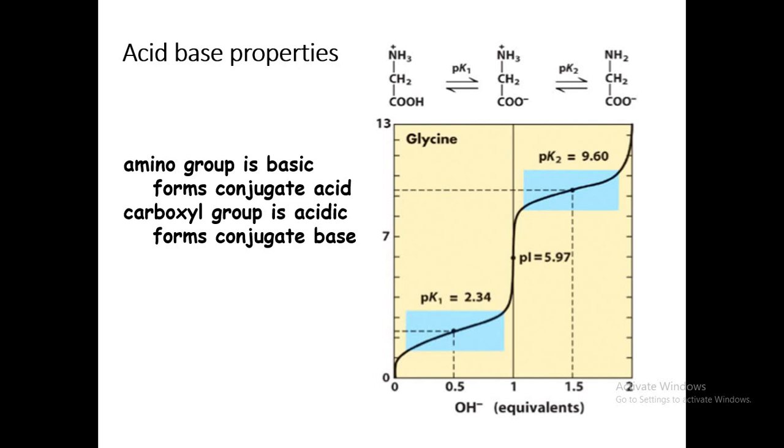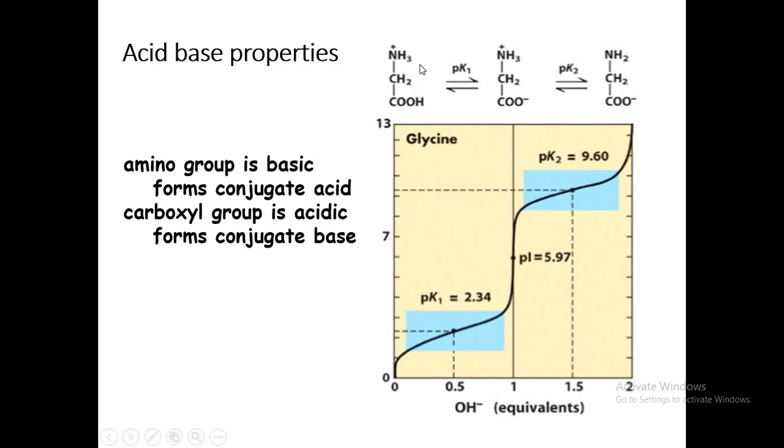So how could amino acid act as an acid or a base? It means amino acids have the ability that in a solution they can act as an acid one time, or another time they can act as a base. So how it could be possible we will be seeing here.